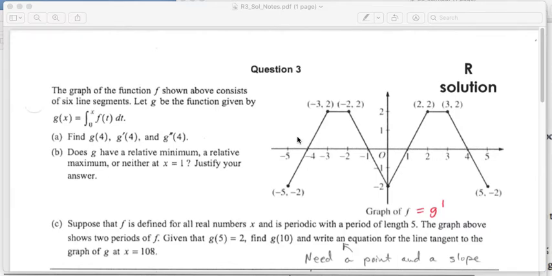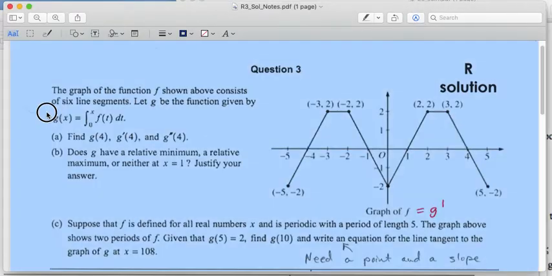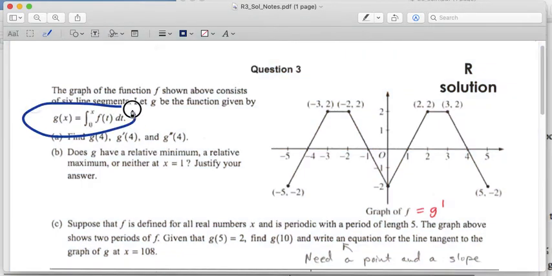Let's talk about the solution to R3. R3 gives us a graph of f, which consists of line segments. So again, we might be thinking about pulling out some geometry formulas here. They give us a graph of f, but they're not going to ask us much about f. They're going to ask us mostly about a function g. And g is the area function of f, starting at 0 and going to x.